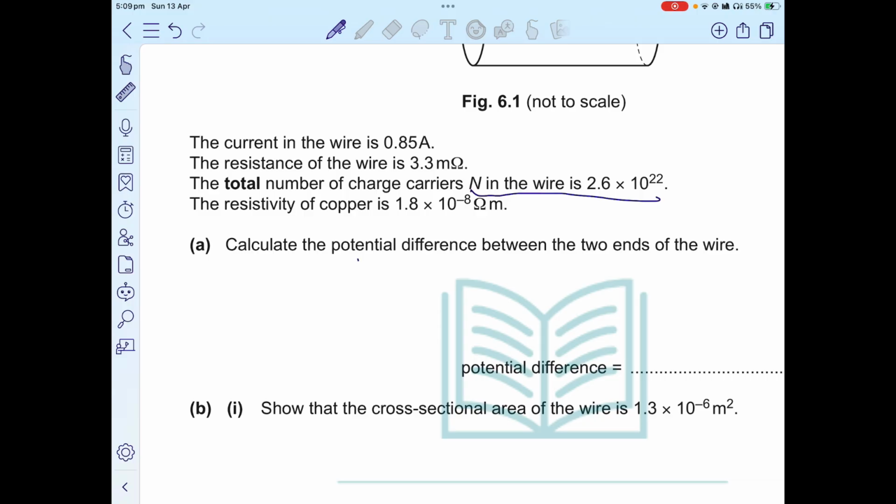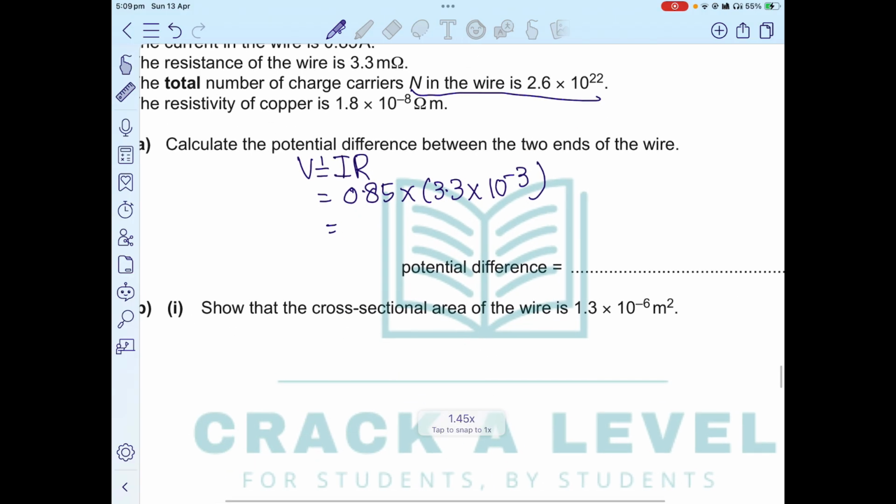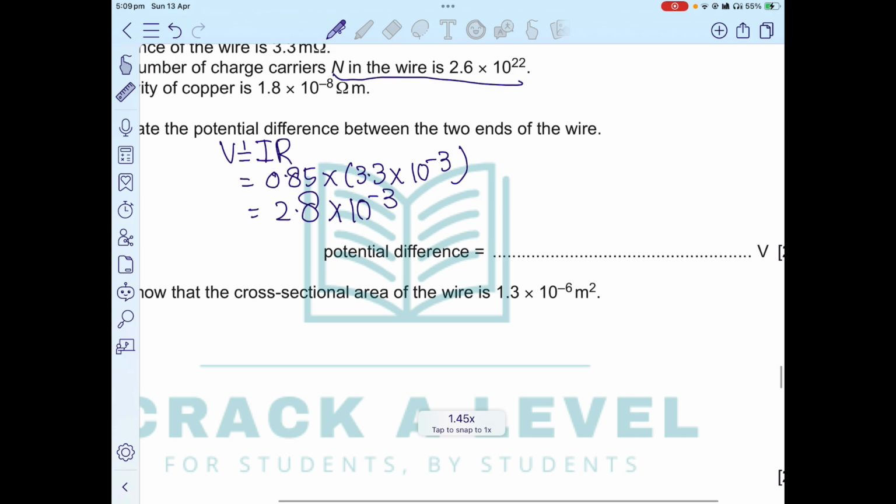Now, potential difference is very easy. V is equivalent to IR. So the I value is 0.85 amperes. The resistance value is actually 3.3 × 10⁻³ because it is in milliohms. So when you do this, 0.85 times 3.3 times 10⁻³ is actually 2.8 × 10⁻³ volts. 2.8 × 10⁻³ volts.